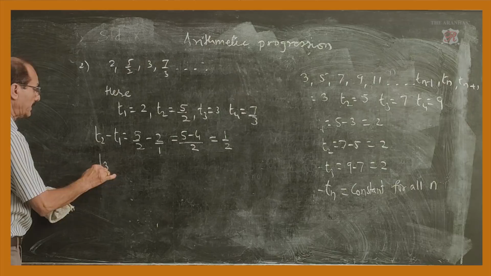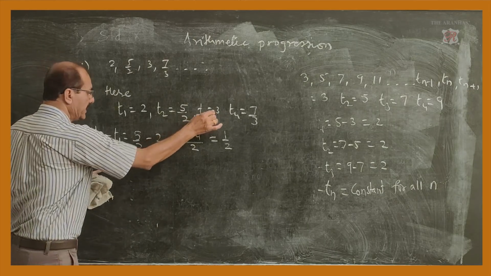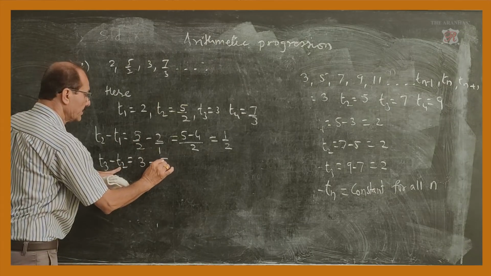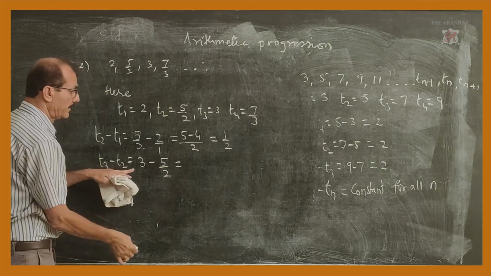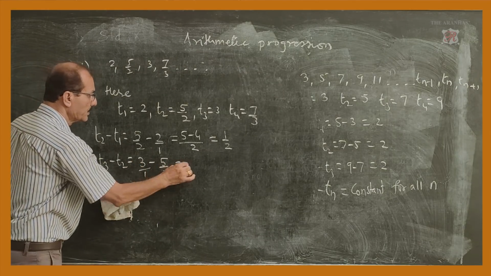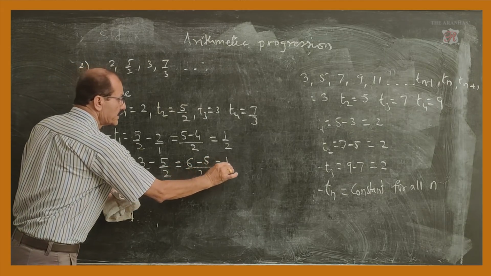Check. T3 minus T2. What is my T3? 3. Minus. What is my T2? 5 upon 2. So LCM. LCM is 2. So 2 into 3 is 6 minus 5 upon 2, which is 1 by 2.